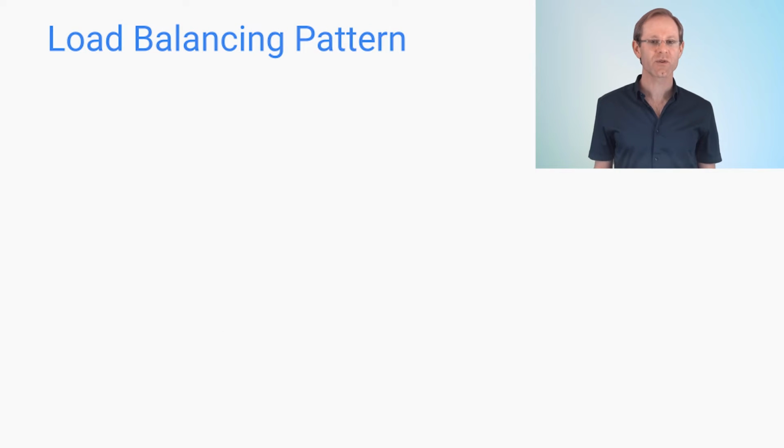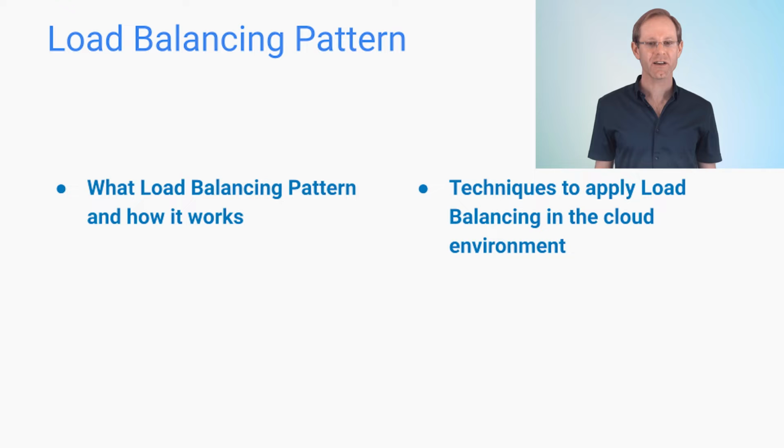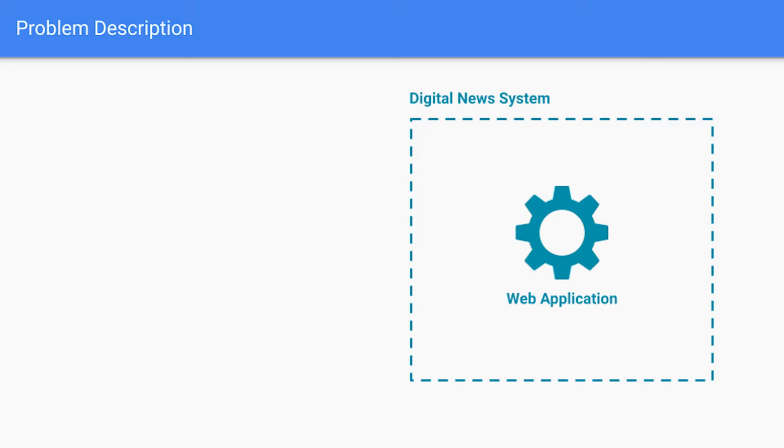So let's start with the first and probably most popular scalability pattern, which is called load balancing. We will first understand what load balancing is as a software architecture pattern and how it works, and later we will explore some techniques to apply this pattern effectively in a cloud environment. So before we jump in to the pattern itself, let's clearly describe the problem we're trying to solve with this pattern. The problem is as follows.